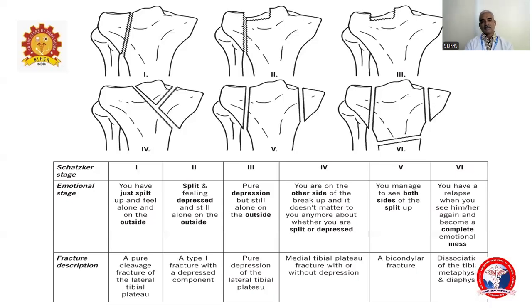I repeat, Schatzker has 6 types. Type 1 is an undisplaced lateral condyle fracture. Type 2 is type 1 with a depression of the lateral condyle. Type 3 is pure depression of the lateral condyle. Type 4 is a medial condyle fracture. Type 5 is a bicondylar fracture. Type 6 is with metaphyseal and diaphyseal extension.